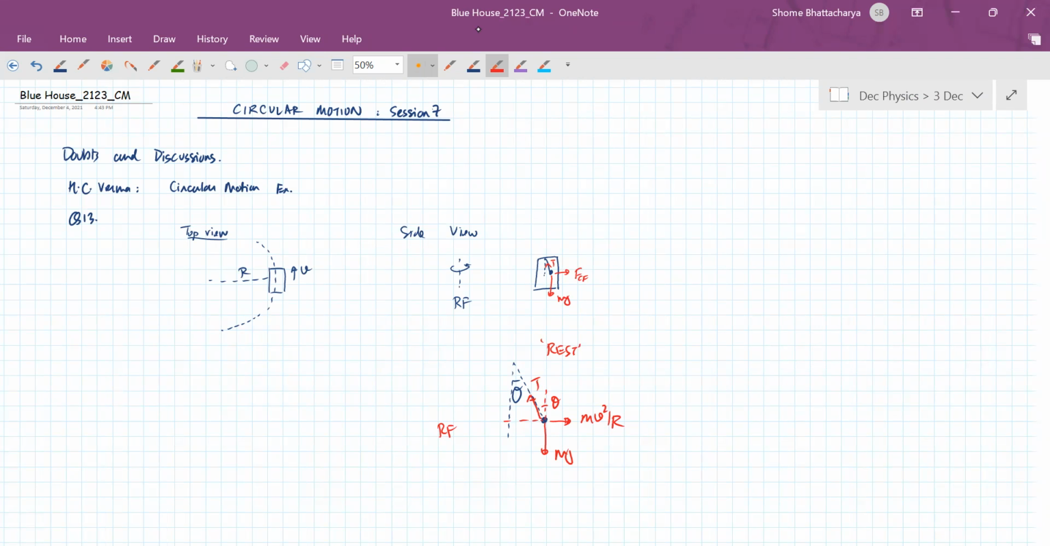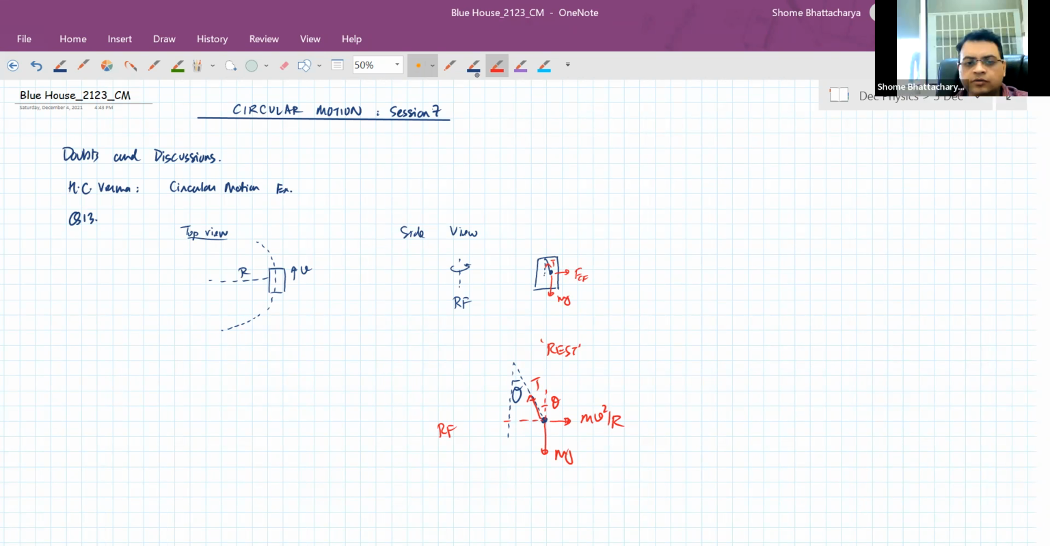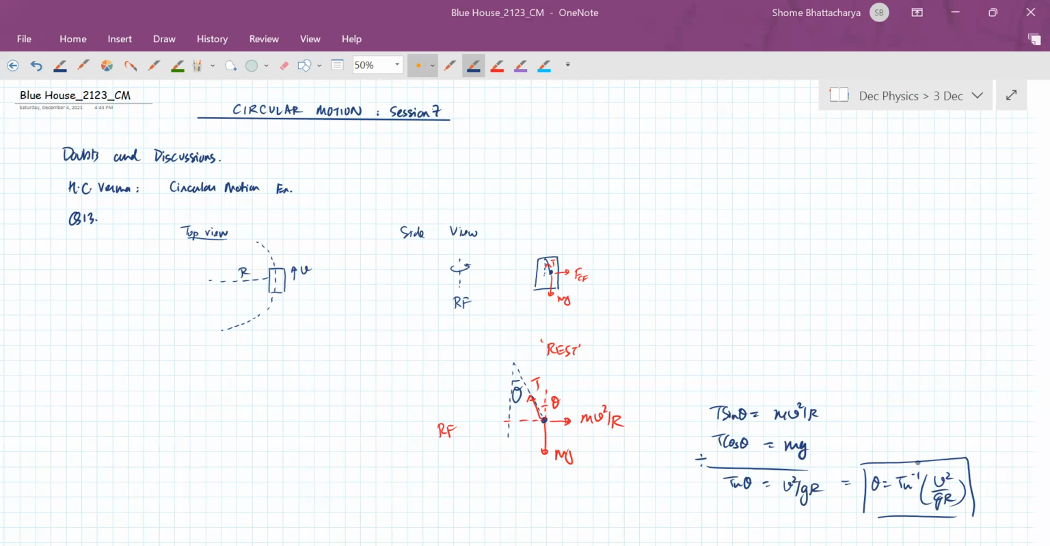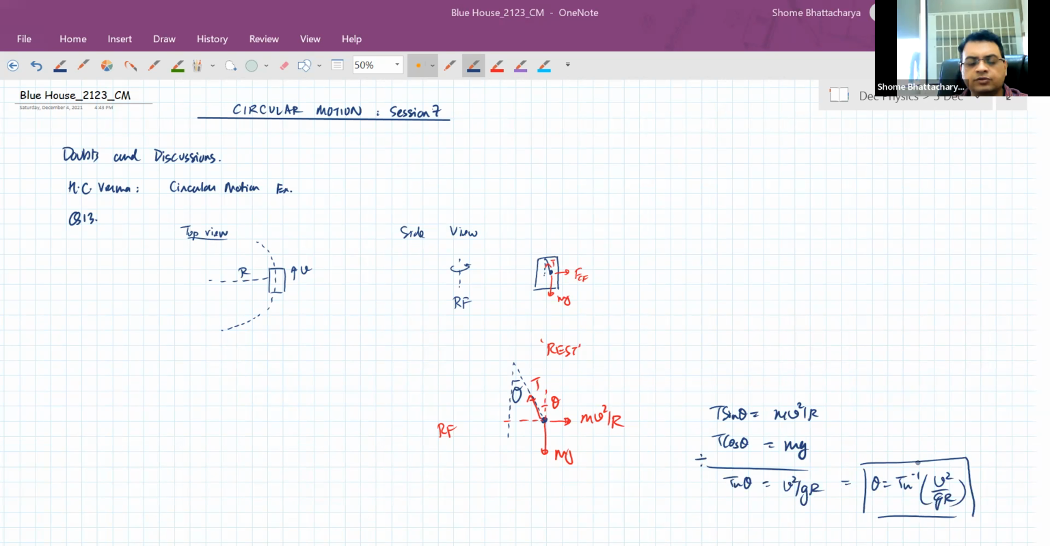Yes. Okay. Now you can resolve tension and see how the components balance. The sine component of tension balances mv square by r. The cos component balances mg. Take the ratio of these two equations, so tan theta is v square by gr. From that you can find theta by substituting the values. When substituting, don't forget to convert to SI units. A speed of 36 kilometers per hour should become 10 meters per second, and the radius is given. G you take as 9.8 or 10, whatever.